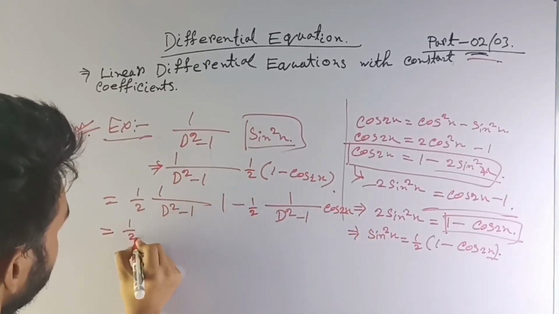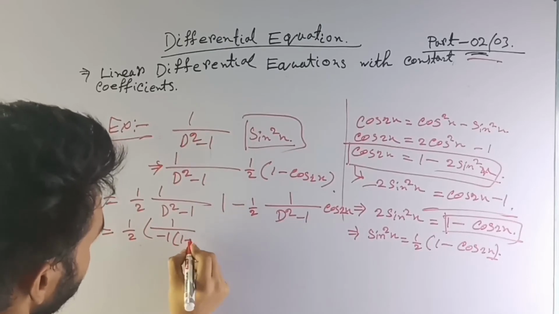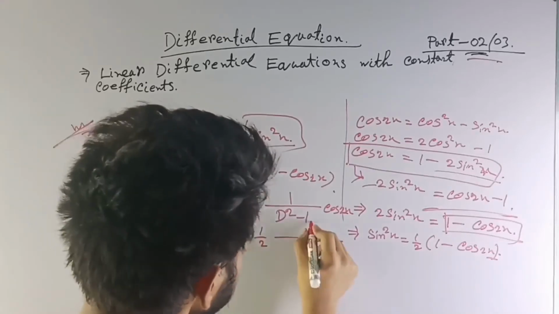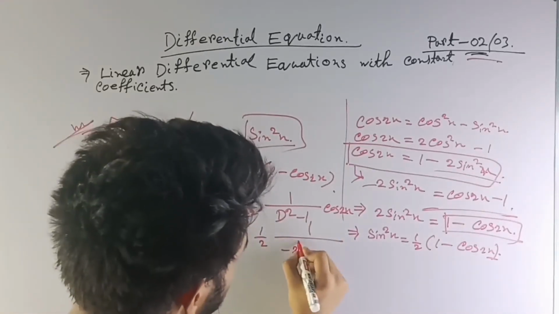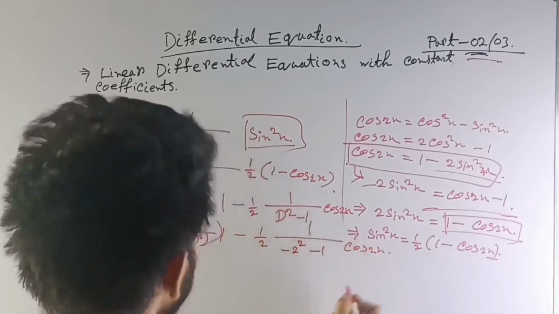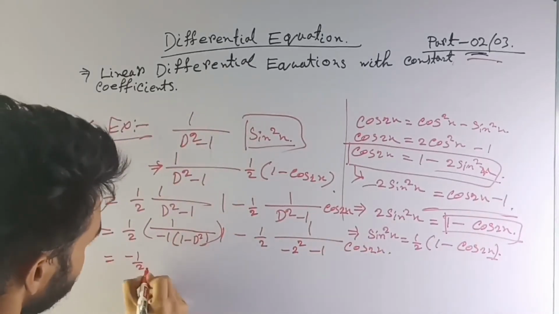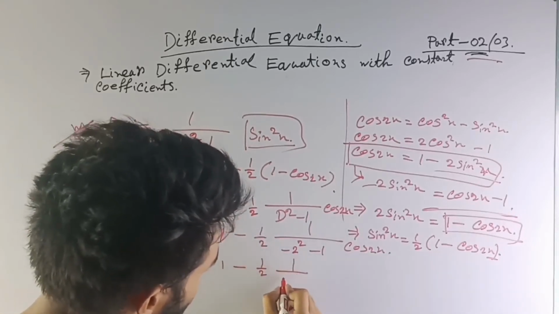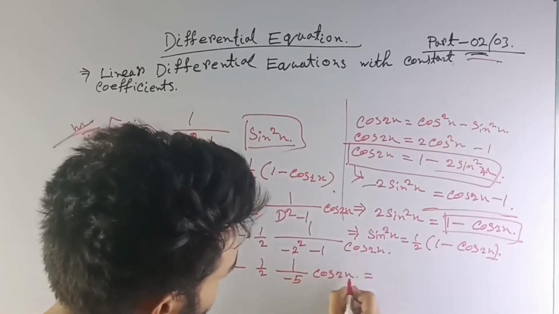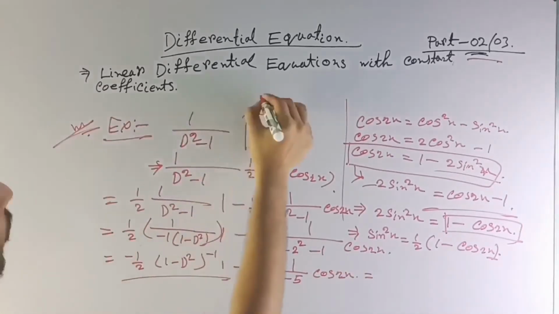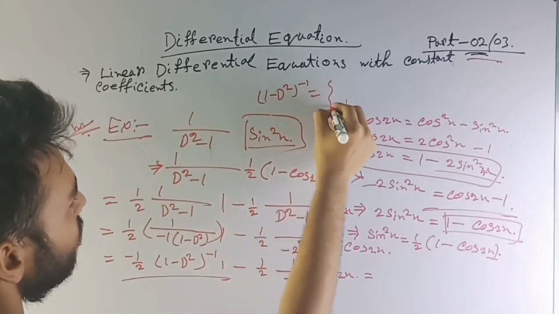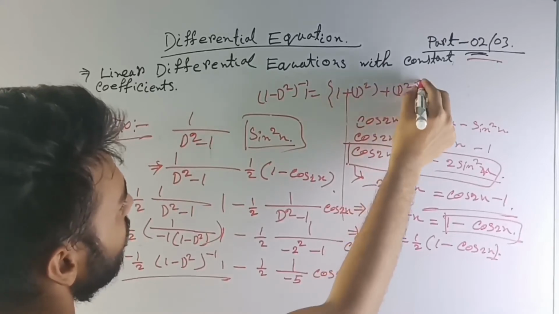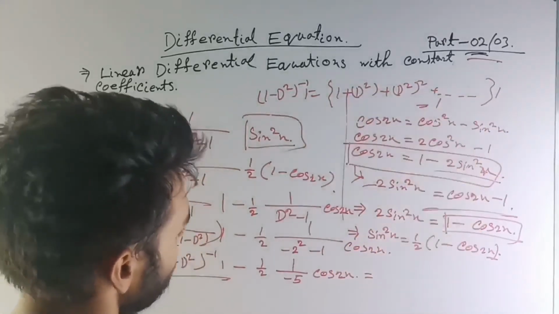So therefore it's coming 1 by 2 times of 1 by minus 1 times of 1 minus D square of 1 and minus 1 by 2 times of there. So minus 2 square minus 1 cos 2x, therefore it's coming minus 1 by 2 of 1 minus D square whole to the power inverse of 1 times minus 1 by 2 times of 1 by minus 5 of cos 2x. And 1 minus D square whole inverse equals 1 plus D square plus D square whole square plus dot dot dot. So 1 equals 1.